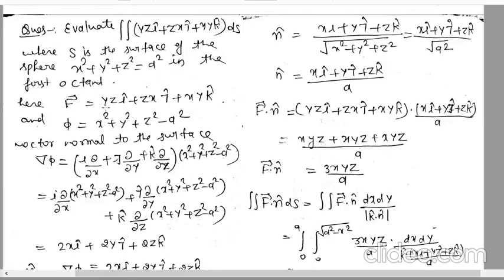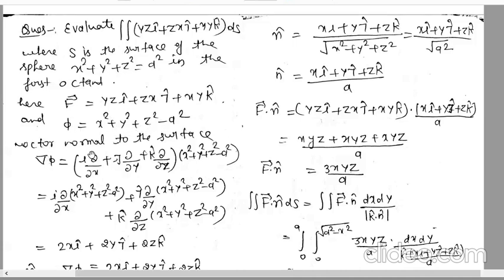In the first octant, that means x and y in the positive coordinates, and your positive coordinate is your first octant, right? Now, F vector is given as yz i plus zx j plus xy k cap, right? And your surface is given, the sphere x square plus y square plus z square equal to a square. So this is another, scalar function. F vector is your vector function, and phi is your scalar function. So phi is equal to x square plus y square plus z square minus a square, right?